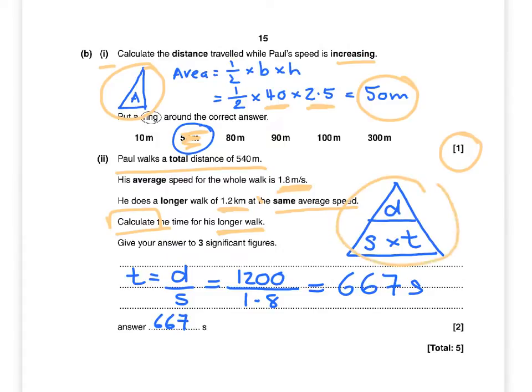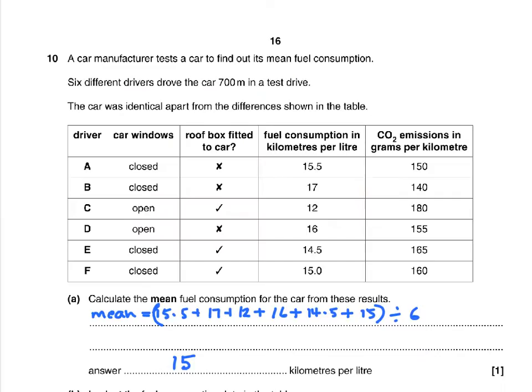Okay, equations on page 2. Speed equals distance divided by time, but we want to change the subject to find the time, how long it takes. So time equals distance divided by speed. Now, 1.2 kilometers has got to be converted to meters. That's 1200 meters divided by 1.8 meters per second, that's his average speed. And that gives us 667 seconds to 3 significant figures. And there's our 2 marks.